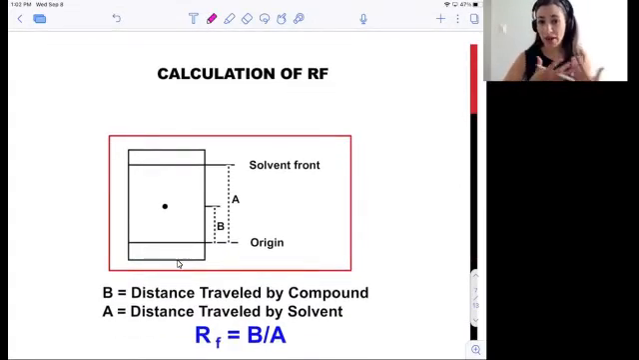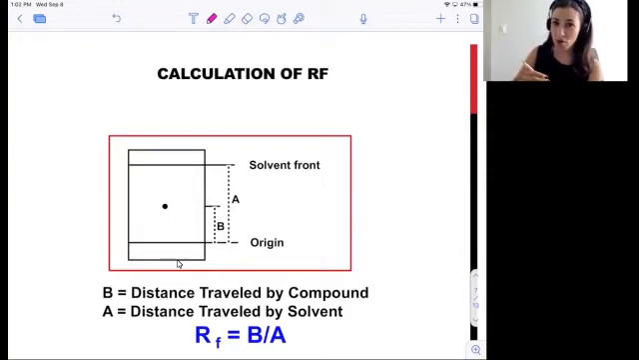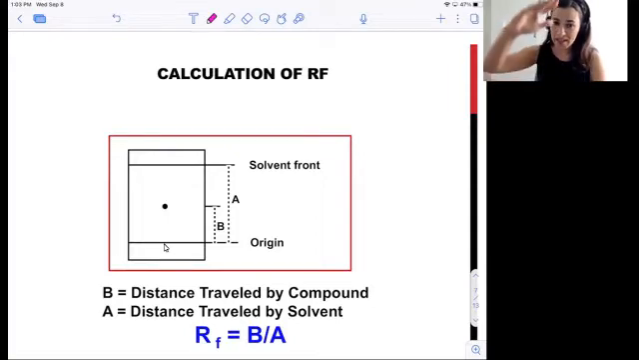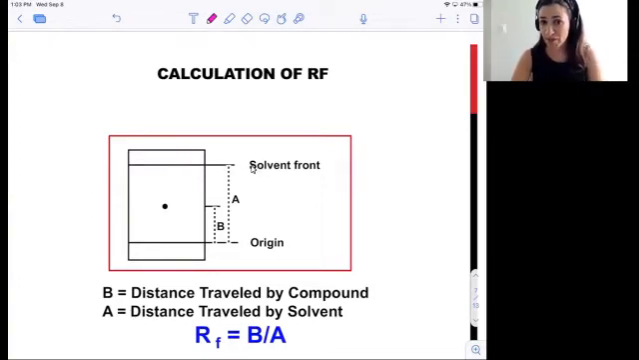The designation RF is used to describe how far a spot has traveled up the plate. RF here stands for ratio to the front. So the way an RF is calculated is you define the origin of your sample as the pencil line where you initially spotted your solution. The mobile phase is allowed to travel a certain distance up the plate. We usually stop it before it hits the very top. The distance the mobile phase has traveled is known as the solvent front.